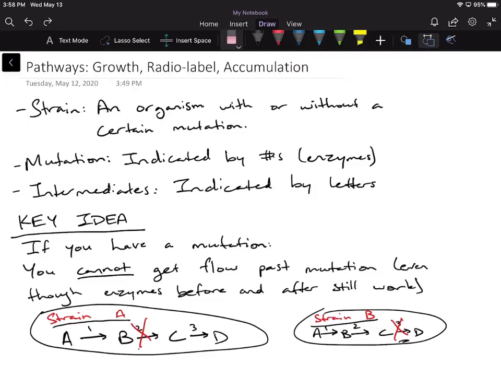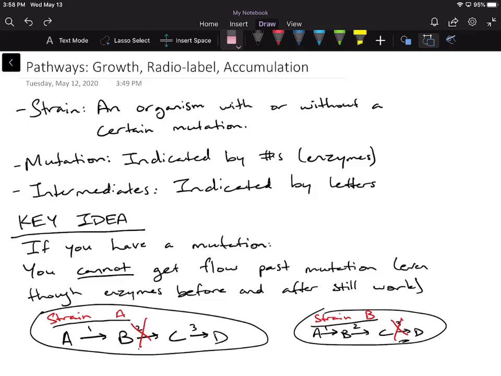So the key idea here is that if you have a mutation in a strain, you can't get flow past that mutation. So this is a common misconception. A lot of students think that, oh, when I'm mutating something in the strain, that means that all of the enzymes stop working. But that's not the case. When we say that we have a strain, we're just mutating one of those enzymes, unless specified that there's more enzymes that are being mutated. But in general, we're mutating one of the enzymes, okay? And all of the other enzymes we're going to assume are still working.